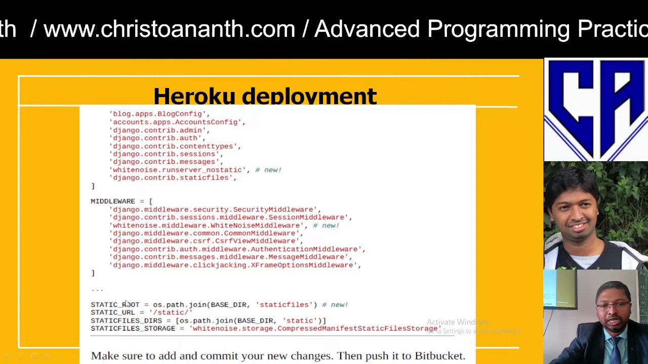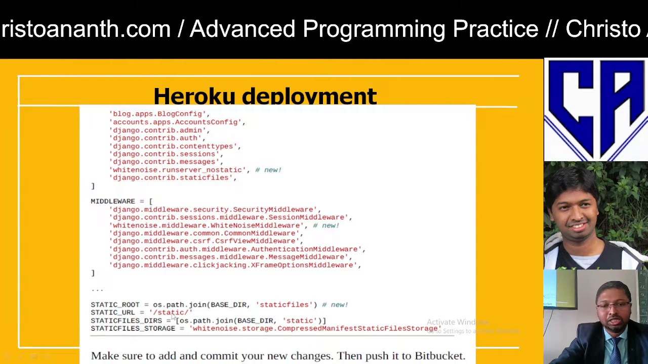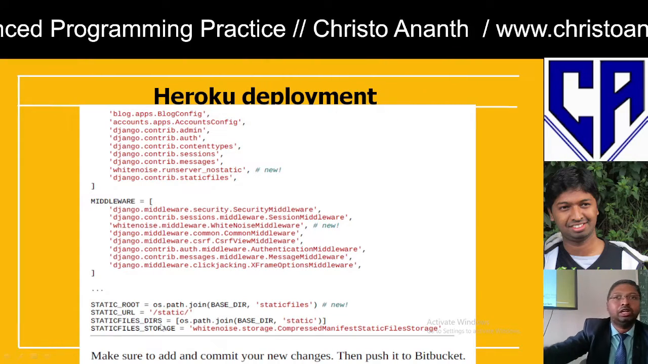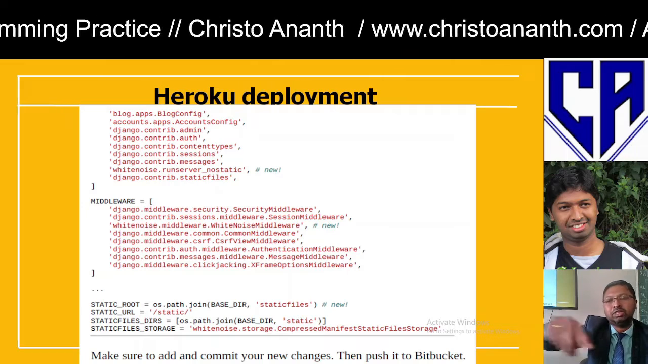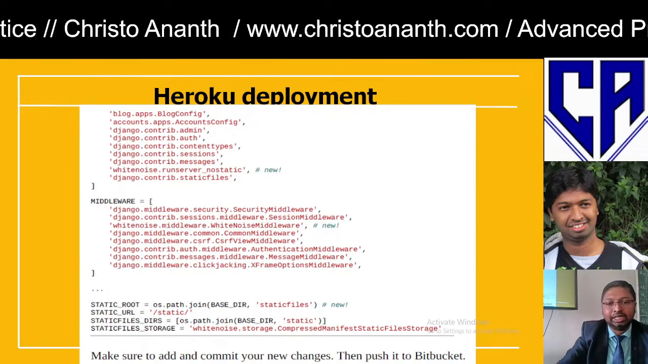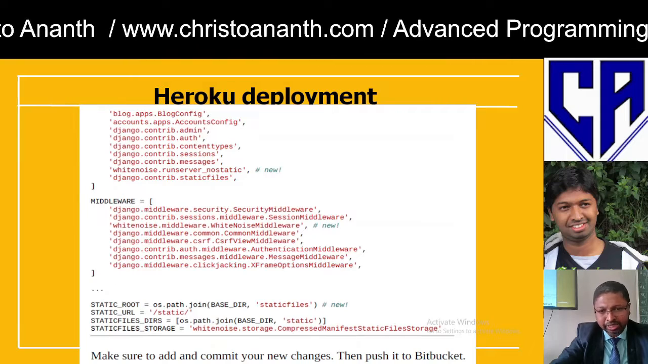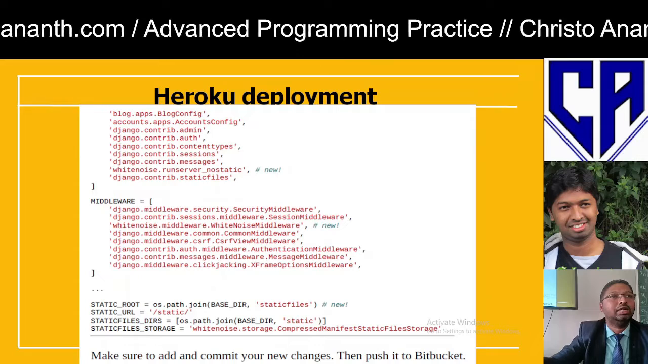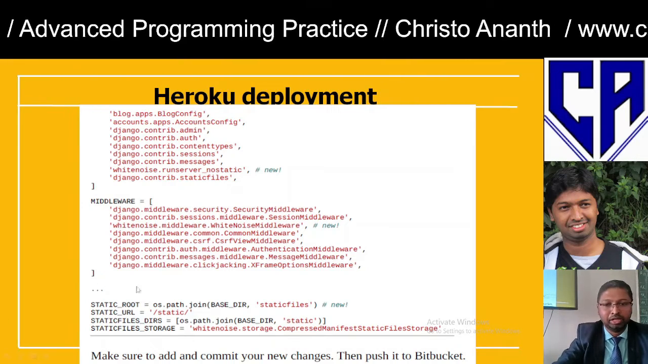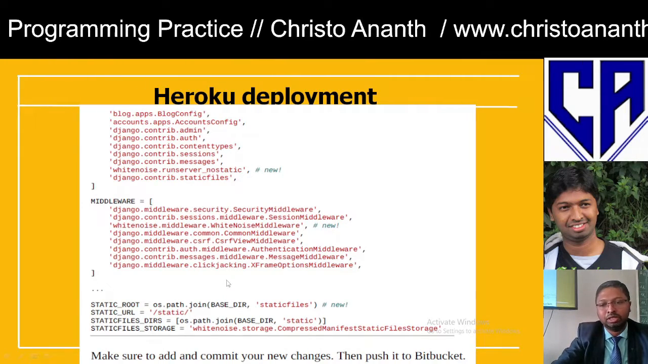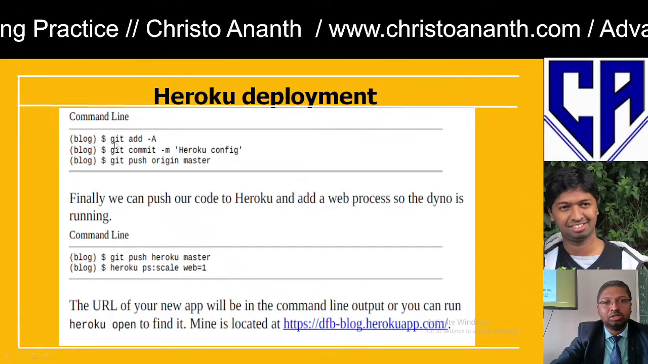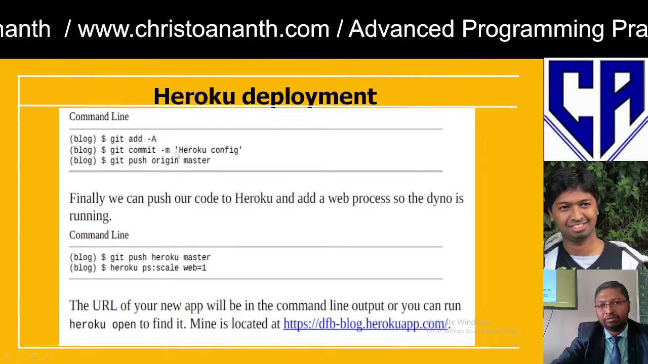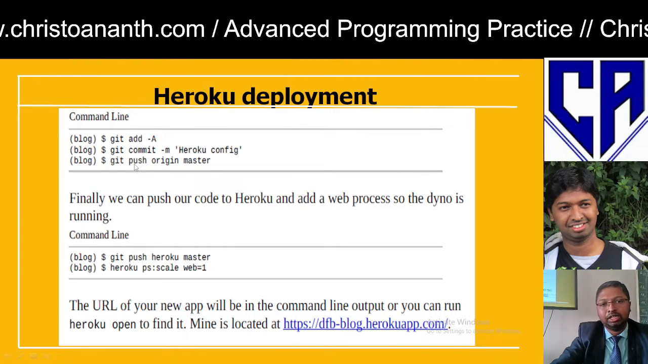Similarly, finally, with the static root, we will have STATIC_URL equal to static and STATICFILES_DIRS. You can remember with the earlier version, we had DIRS, and then BASE_DIR, and then STATICFILES_STORAGE, which is the CompressedManifestStaticFilesStorage. Then after doing all these features, we push it to Bitbucket. This is how you do it in the case of deployment: $ git add -A, commit -m Heroku configuration, and $ git push origin master.